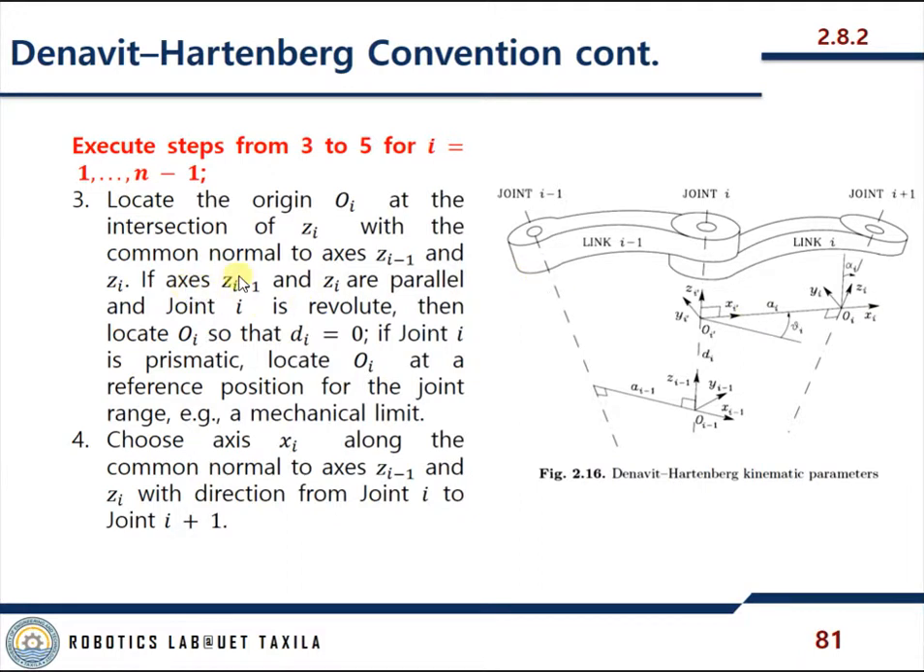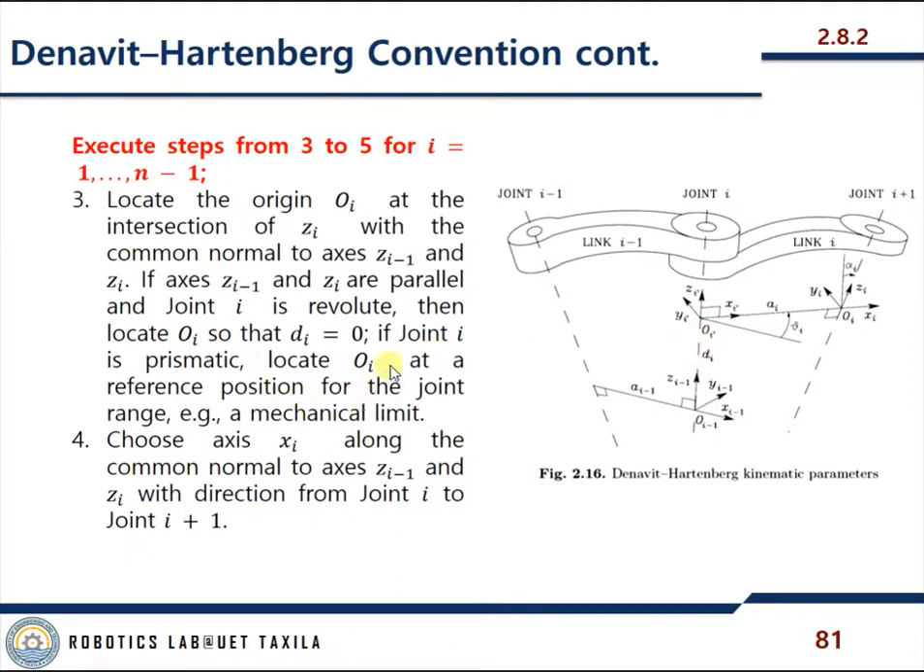If axes zi minus 1 and zi are parallel and joint I is revolute, then locate Oi so that di is equal to 0. So if these two axes are parallel and the joint is revolute, make sure that di is 0.